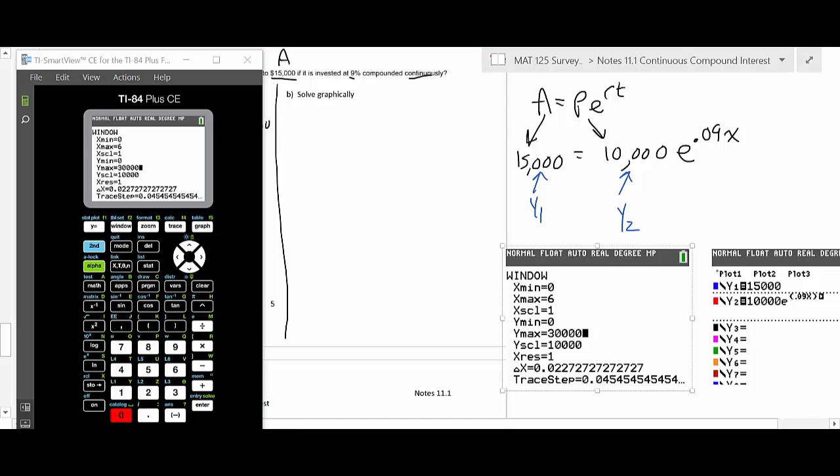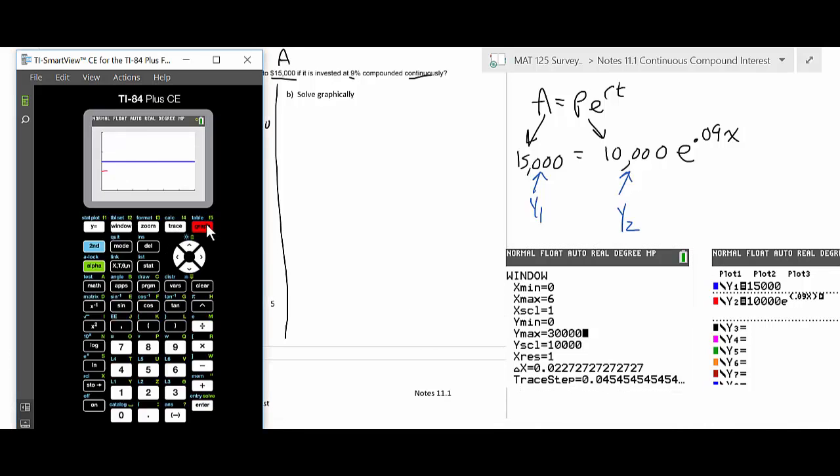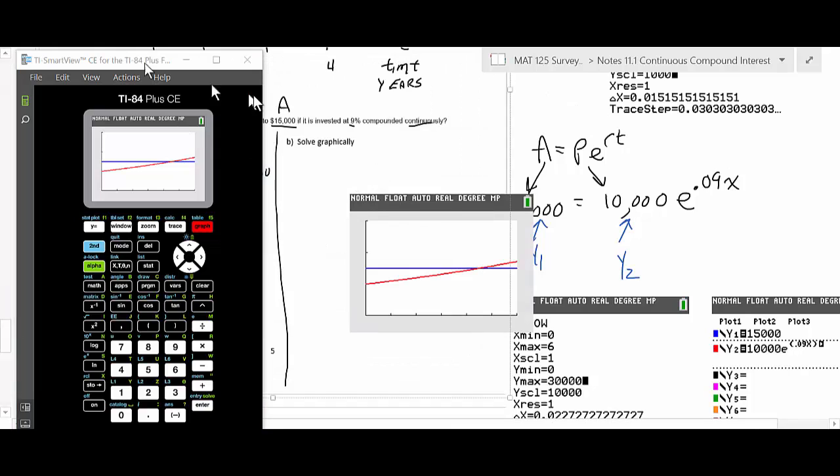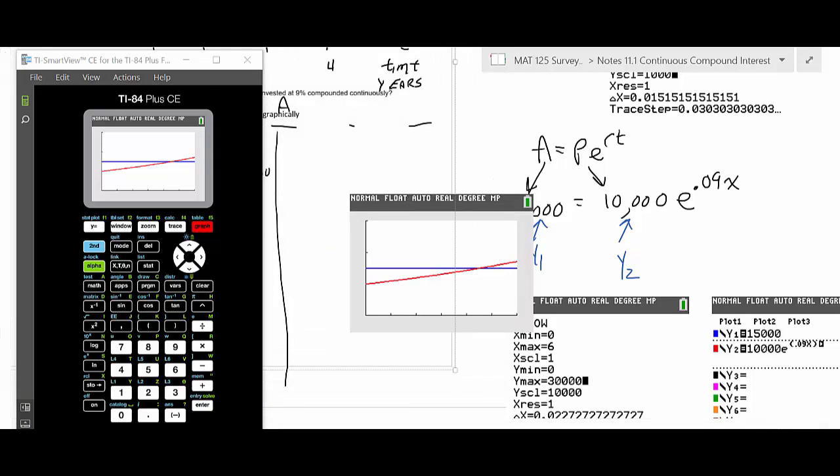And then when you type graph, you should see a horizontal line and you should see a curve. So let's see if that's what this gives us. Okay, there's your horizontal line, there's your curve like that. Now that's what we would expect to happen. Eventually that amount of money is going to catch up to the 15,000, right? So we can find the intersection to do that. So just do a real rough sketch of this, just so that you have this for your notes.